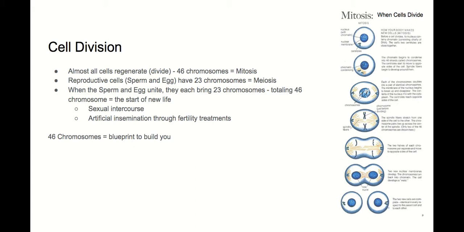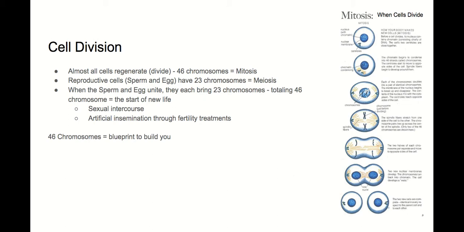When this happens, it happens during fertilization, when that sperm and egg cell unite. This is most commonly done through sexual intercourse. Sexual intercourse is when the male erect penis is inserted into the female's vagina, and ejaculation happens when that semen comes out of the head of the penis, and that semen is released into the female reproductive system.